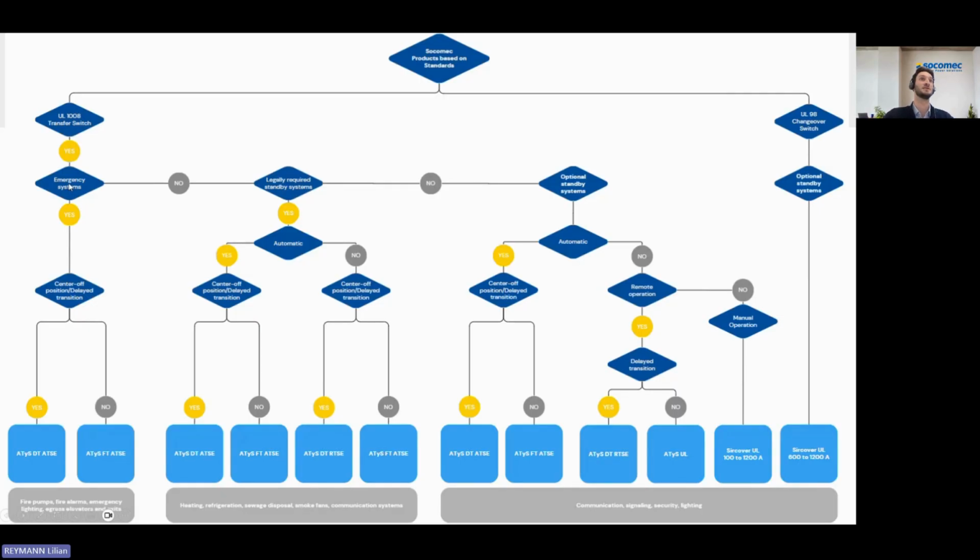If I need an emergency system, yes. I need a delayed transition. Yes, I will go with the 80s DT with its delayed transfer automatic transfer switch, and it will apply for fire pumps, fire alarms, emergency lighting, elevators, something like that. So you will have that in the presentation later. So it will be easier for you to choose the right transfer switch for your different applications.